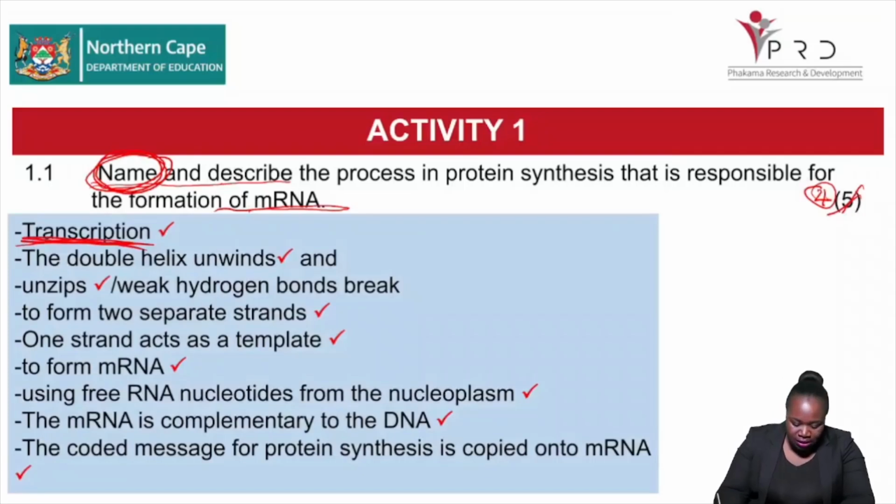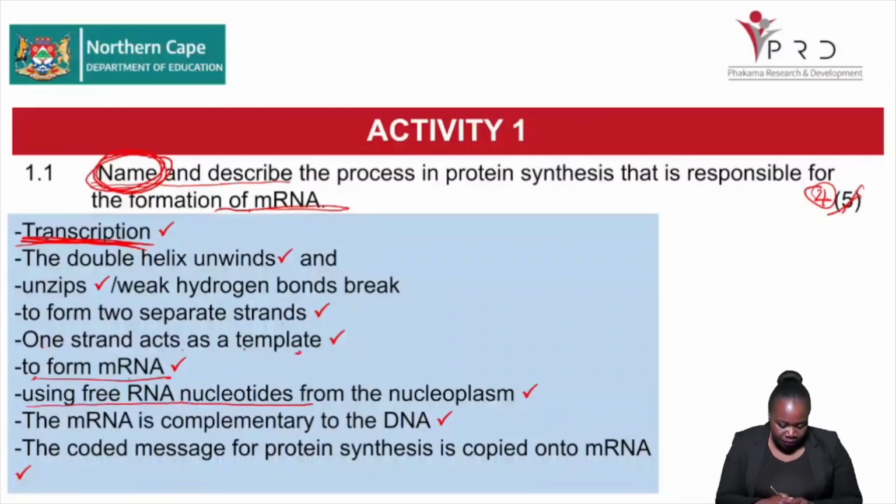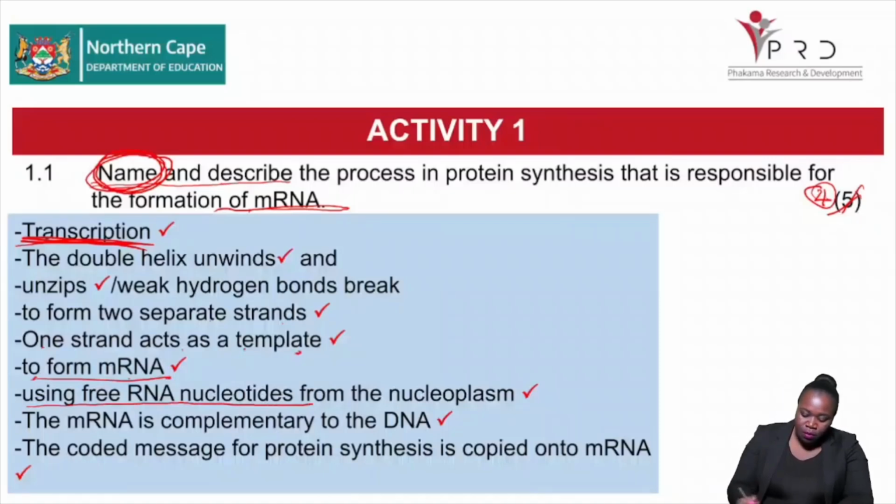Now, what happens during this transcription? The double helix unwinds and unzips as the weak hydrogen bonds break to form 2 separate strands of DNA, right? 1 strand acts as a template for the formation of mRNA. How does this mRNA get formed? It gets formed using the free RNA nucleotides from the nucleoplasm. And then this mRNA is complementary to the DNA molecule, right? The coded message for protein synthesis is copied onto mRNA.